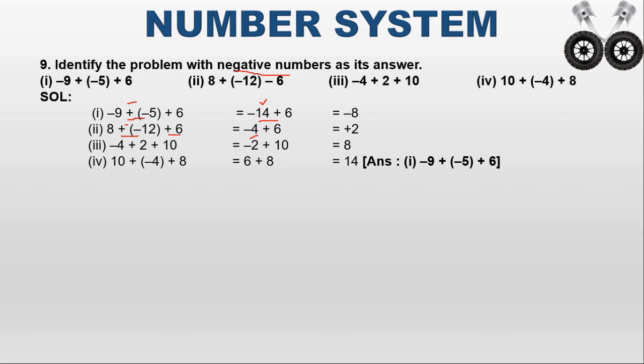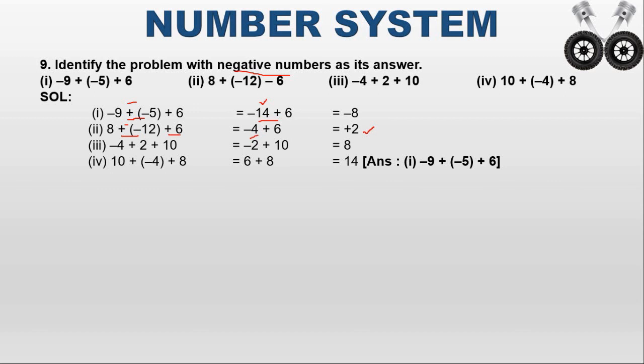Minus 4 plus 6. So again we are having the two integers with a different sign. That means you have to subtract. 6 minus 4 is 2. The biggest number is 6. It will have the positive sign. So you have to write it as plus 2. Okay, so what is the next option?